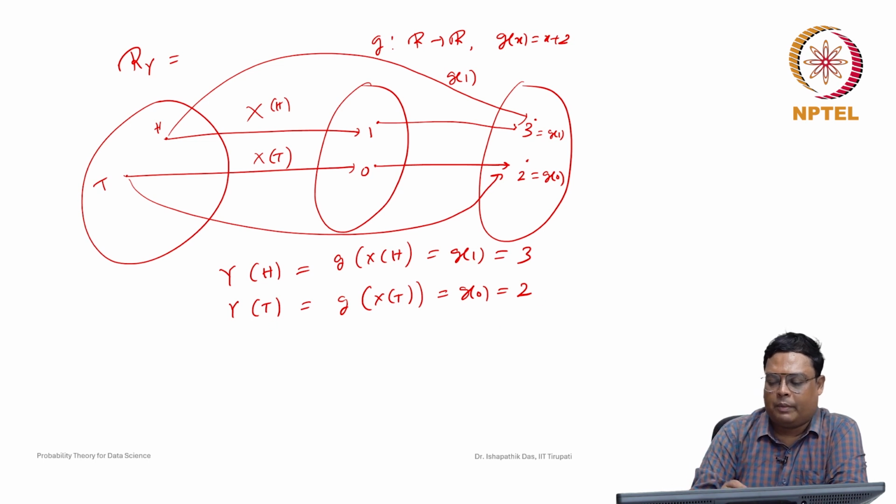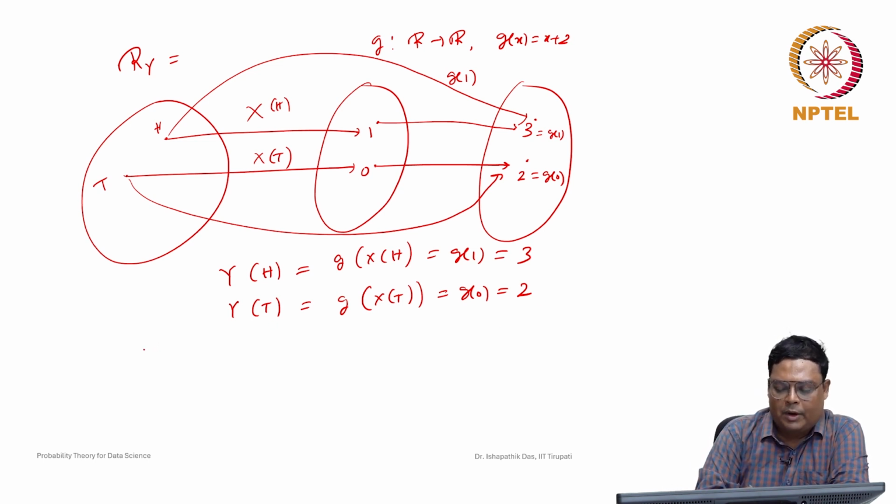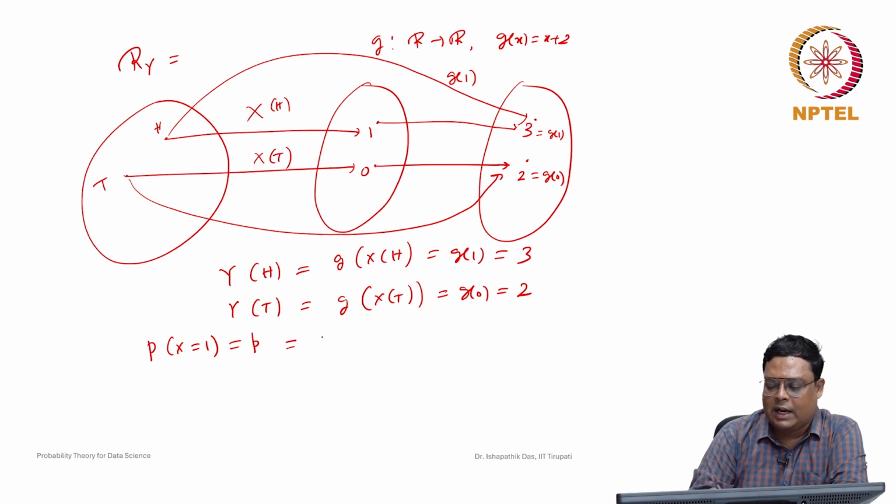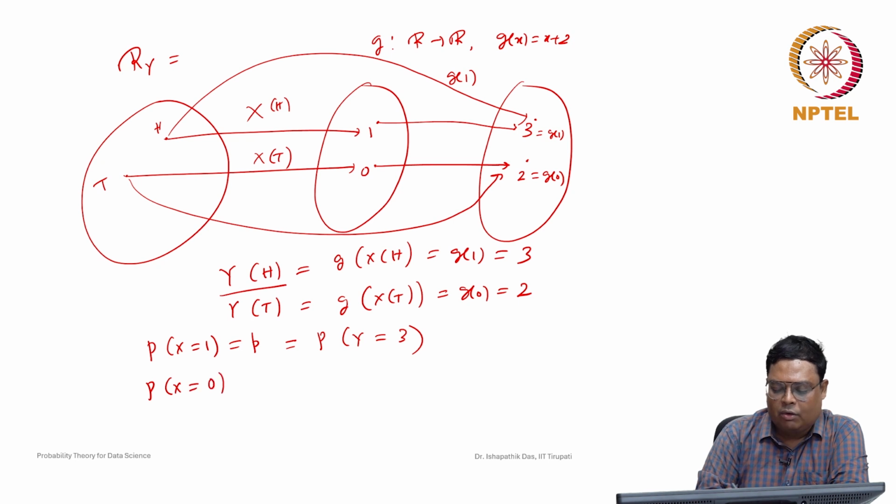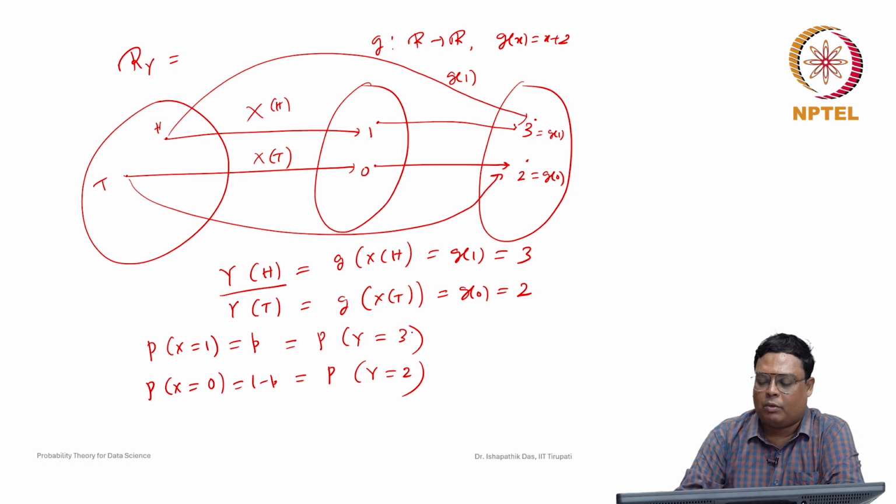Now, we know the probability of head is p, so probability of X equal to 1 is p. This is the same as Y of head occurring, since X equal to 1 means head occurs, with probability p. So in this case, Y is equal to 3. Similarly, X equal to 0 means tail occurs, with probability 1 minus p, which equals the probability that Y is equal to 2. So now the probability mass function of Y has changed.